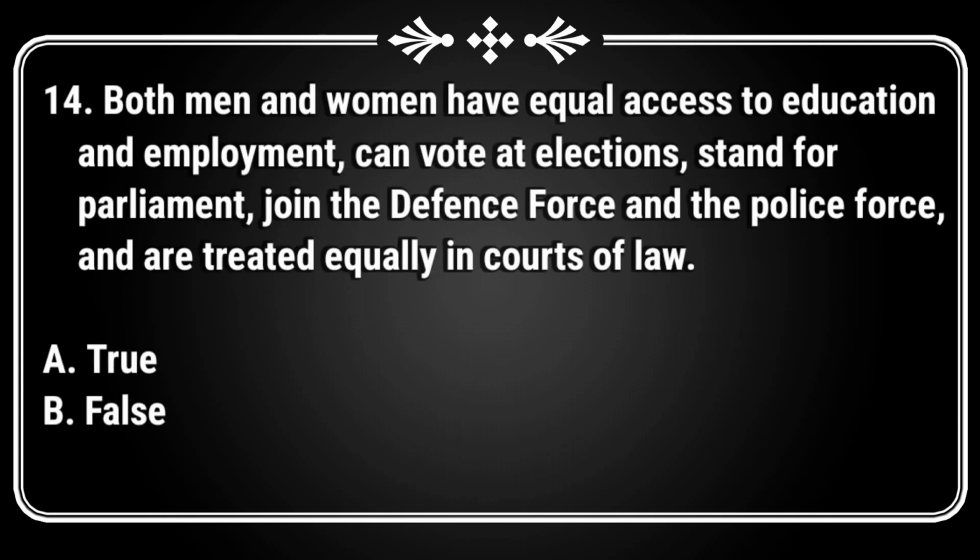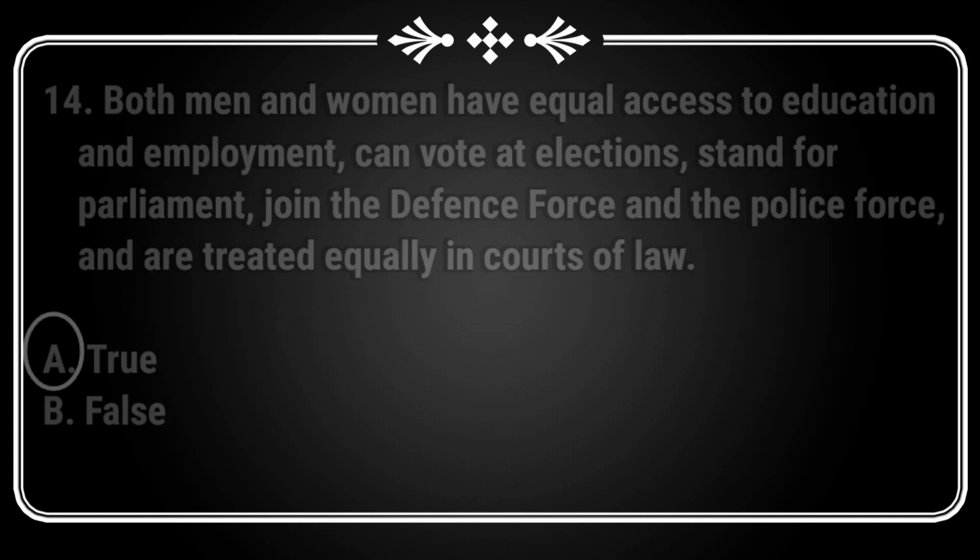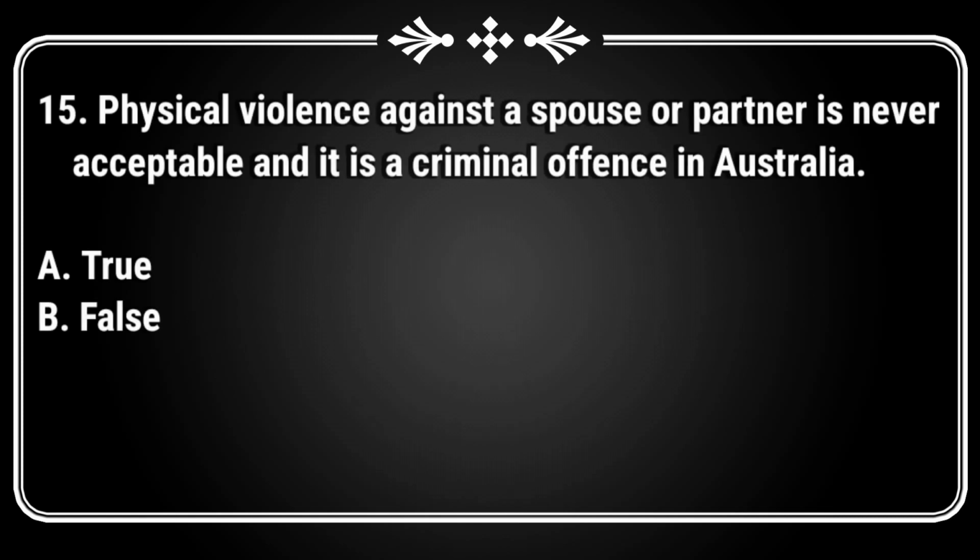Number 14. Both men and women have equal access to education and employment, can vote at elections, stand for parliament, join the defense force and the police force, and are treated equally in courts of law. Letter A, true. Letter B, false. The answer is letter A, true. Number 15. Physical violence against a spouse or partner is never acceptable, and it is a criminal offense in Australia. Letter A, true. Letter B, false. The answer is letter A, true.